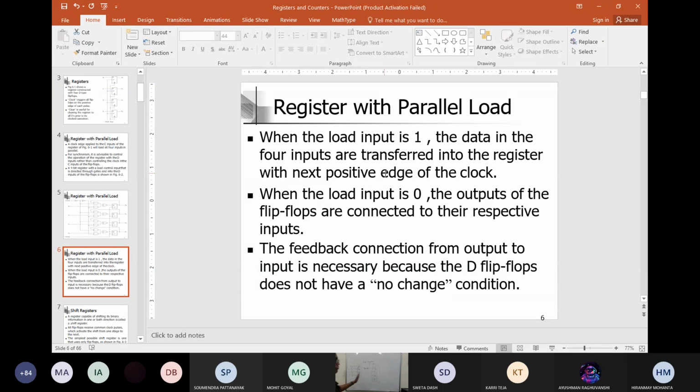Now see the difference between this one and this one. Once the data is entered, job done, finished. Whereas here you have a feedback, so that every clock pulse the same data is repeated and restored. That's all. Now I can say this one is parallel loaded, whereas this one is parallel loaded only once, isn't it? Now I think Ayushman or somebody told it is parallel loaded. Is this information fine?